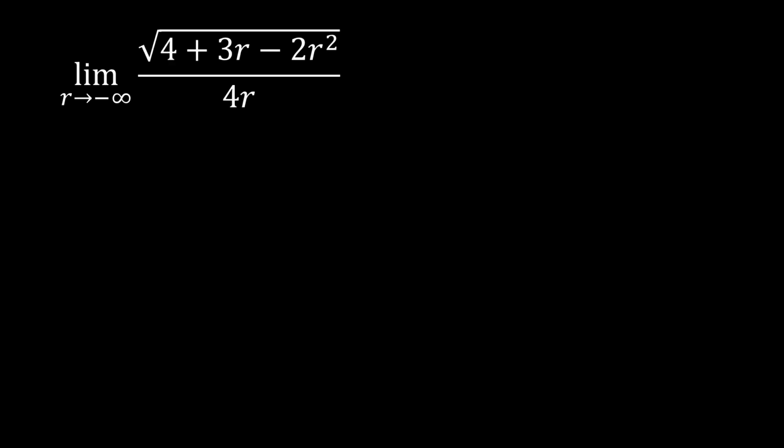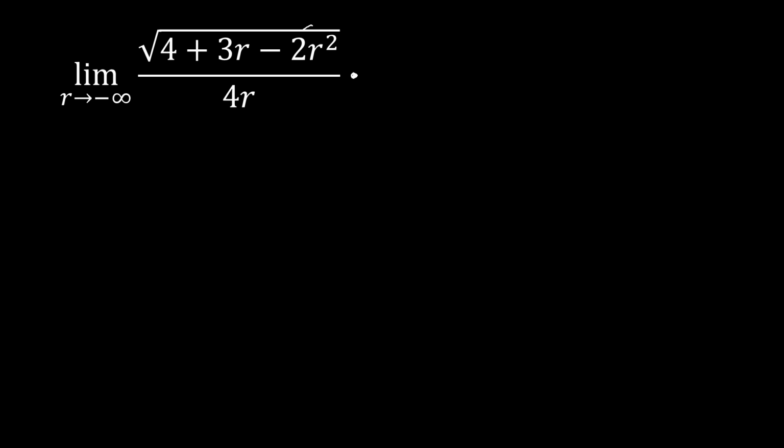Lastly, we've got the limit of the square root of 4 plus 3r minus 2r squared over 4r as r approaches negative infinity. So we will now be multiplying this one with the highest exponent here on the top, which is r squared.